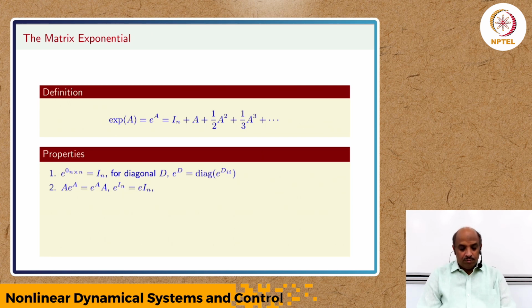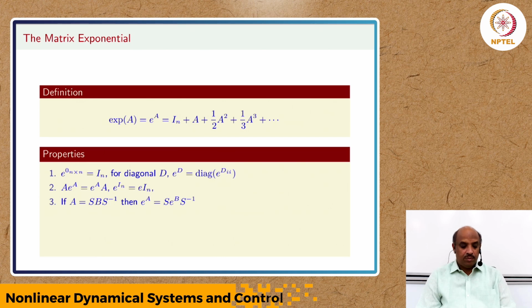Another fairly obvious property is A times e power A is going to be equal to e power A times A. So that means the matrix exponential commutes with its matrix. Similarly, using this formula, e power D is equal to diag of this thing, we can see that e power identity is actually the scalar e times the identity. Where does it lead to?